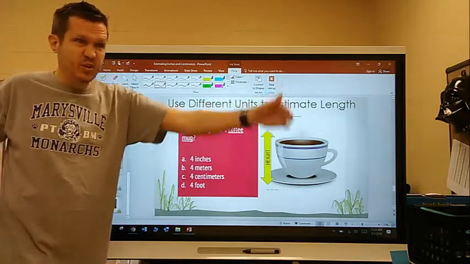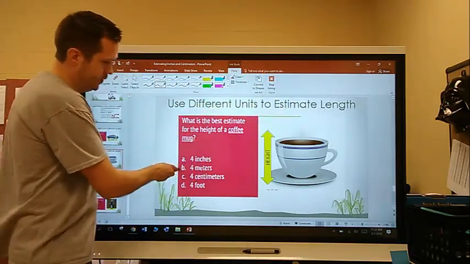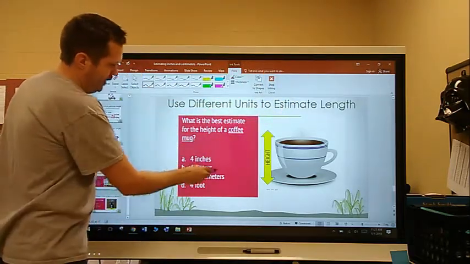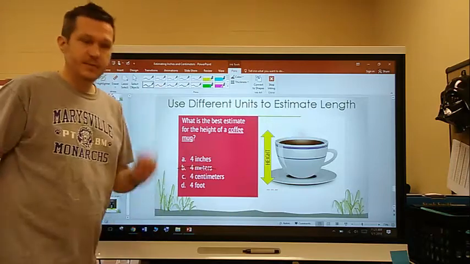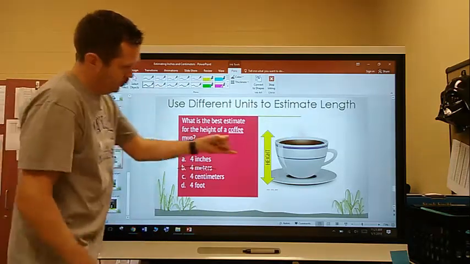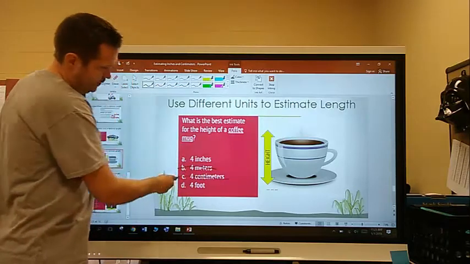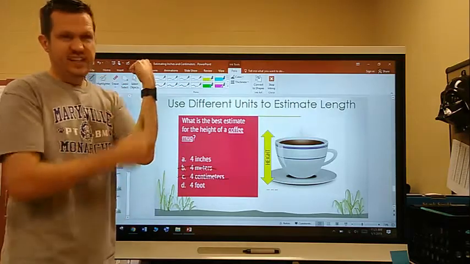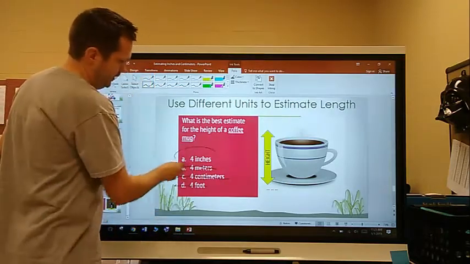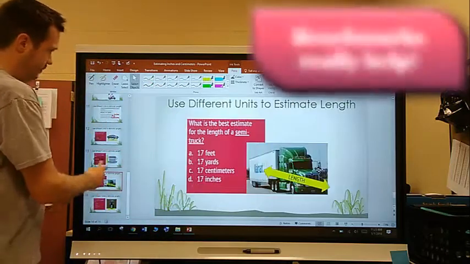4 meters. 4 doors? No, that's way too big for that one. 4 centimeters. 1, 2, 3, 4. Nope, way too small. 4 feet. 4 of these? Nope, way too big. Definitely 4 inches. Next one.